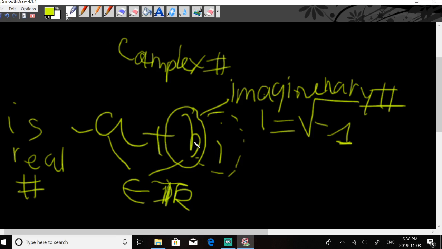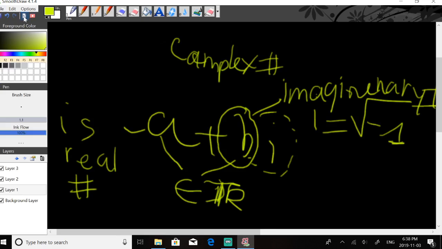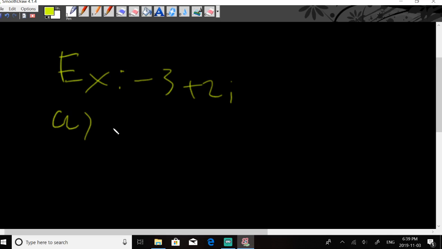Example: -3 plus 2i. Determine the real coefficient and the imaginary number.